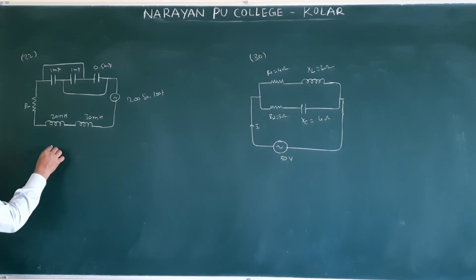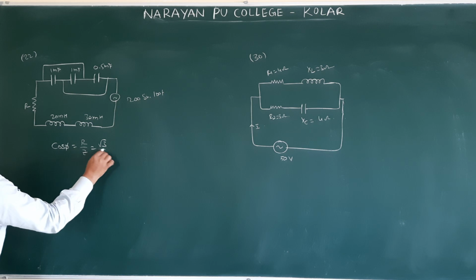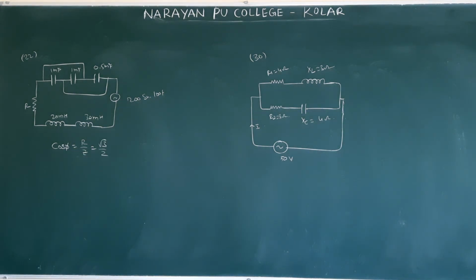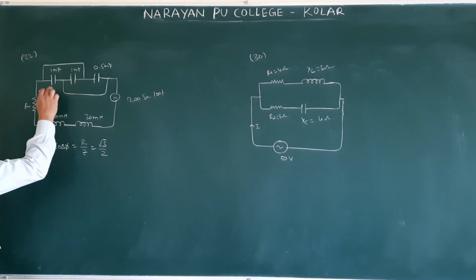Power factor means cos phi equal to R by Z, which is equal to root 3 by 2 as given. Then they ask what is the R value. For this you should find Z. What is Z? This is the circuit. So this is L, this is R, this is C.